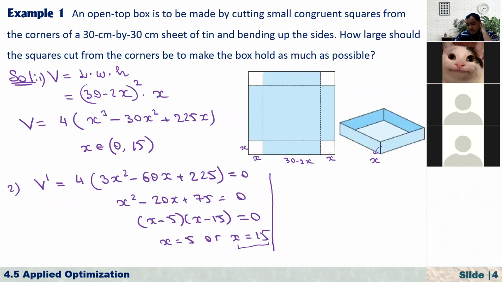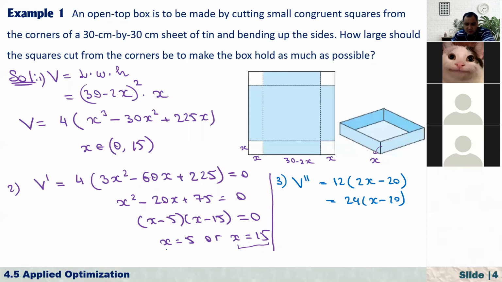So now when x equals 5, it gives us the maximum value. But of course, I need to verify this. How do I know that? In our next step, using the second derivative test, if you differentiate the volume one more time, here we have this 12, and inside we have x squared minus 20x plus 75. That's equal to 2x minus 20, which is equal to 24 times (x minus 10), right?